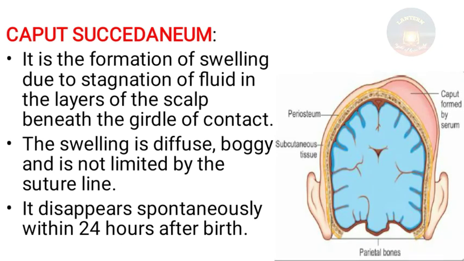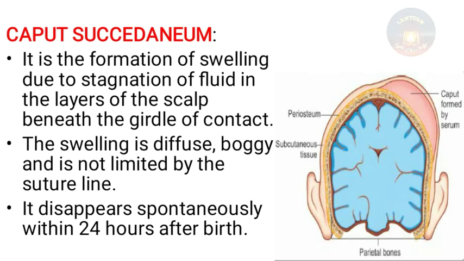Next term is caput succedaneum. So you might have heard this term very much. What is caput succedaneum? It is the formation of swelling due to stagnation of fluid in the layers of scalp beneath the girdle of contact. The swelling is diffuse, boggy, and is not limited by the suture line, and that is the difference between cephalhematoma and caput succedaneum. It is not limited by the suture line in caput. It disappears spontaneously within 24 hours after birth. So you can see in this picture, it's above the periosteum and it is not limited by any suture line. So caput is formed by serum.